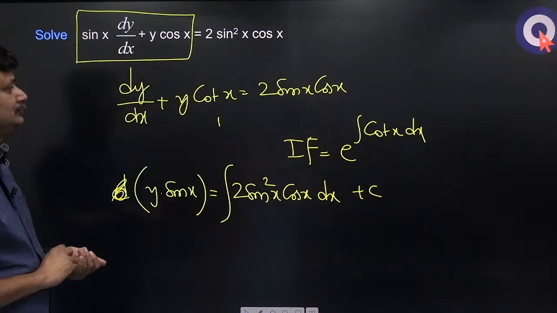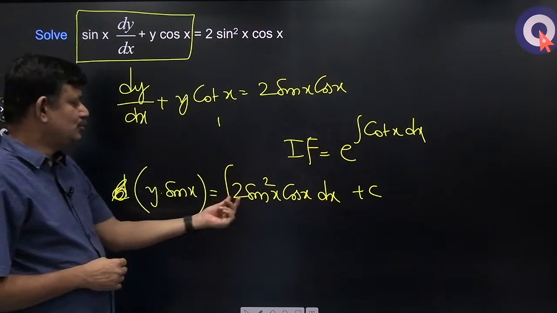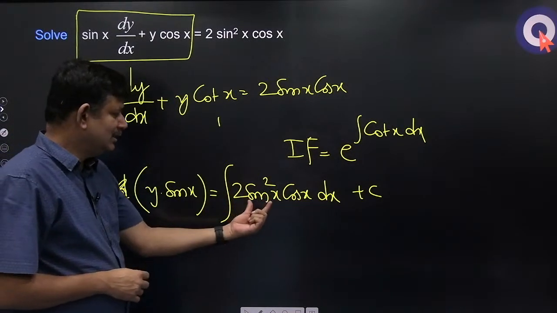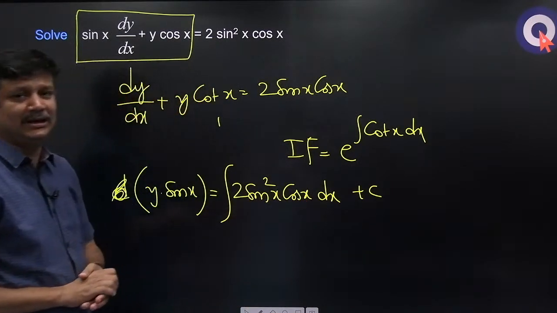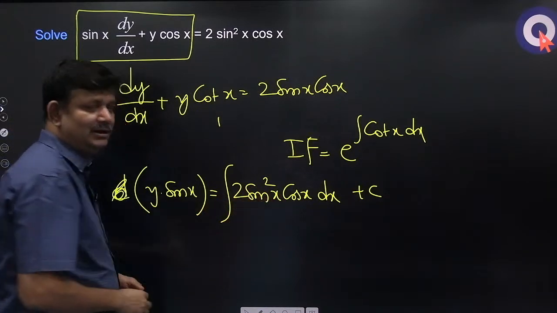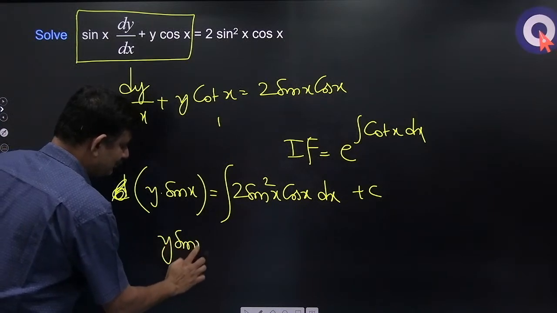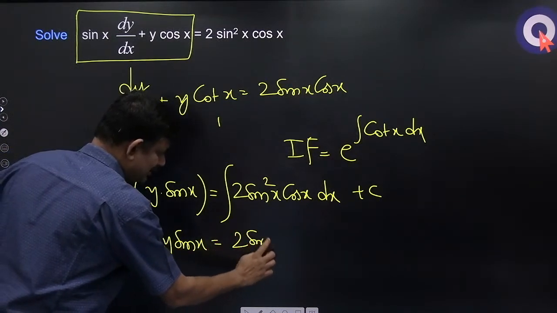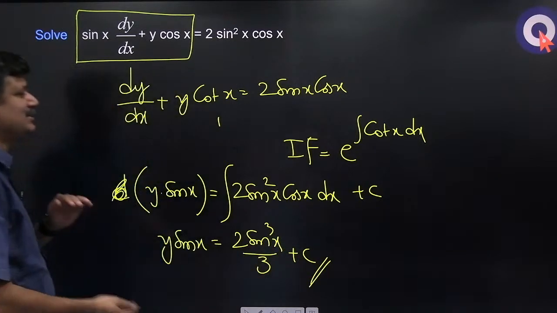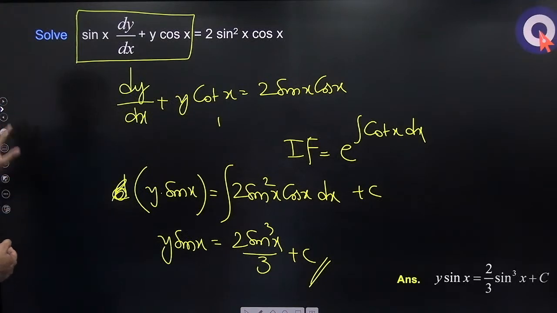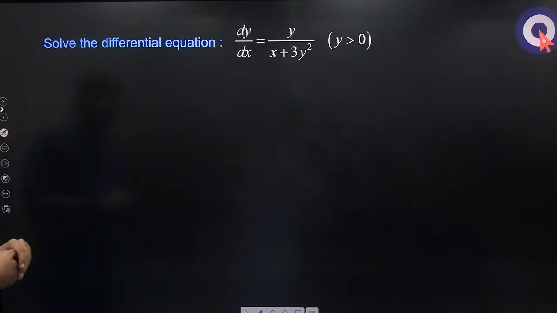Okay. So you will be getting the same equation as it is, which will be helpful to you. You know the integral of 2 sin square x cos x: if you see sin x as t, cos x dx will be your dt. So here it is 2t square, whose integral is 2t cube by 3. So what will be your answer? y sin x is equal to 2 sin cube x by 3 plus c. As simple as that. Okay. So this is how you solve linear differential equations.